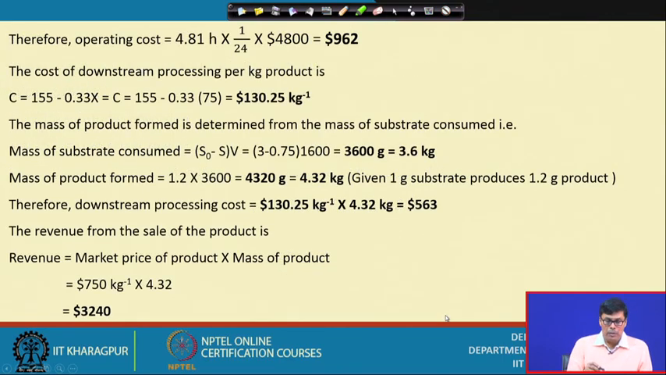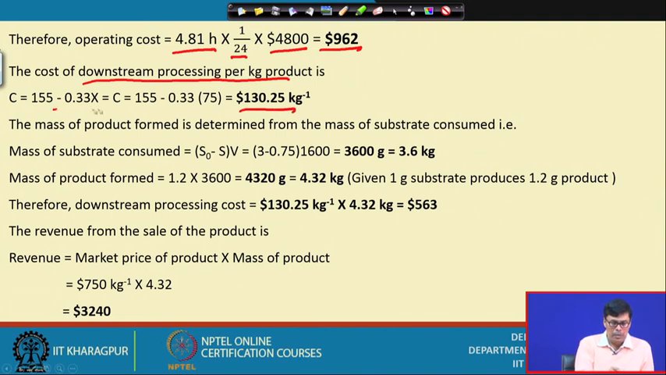Now, therefore, the operating cost will be what? Operating cost we can easily find out. We find it per day, then this is per day, am I right? So, this per day figure will be divided by 24. So you can find out that 962 is the operating cost per batch. Now, the cost of downstream processing will be this.